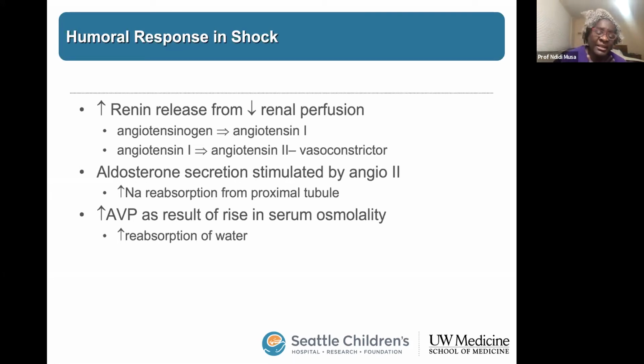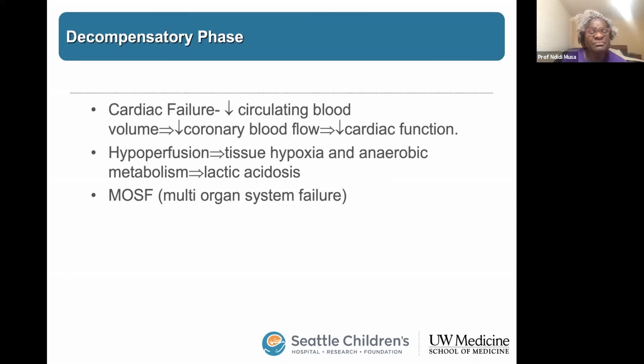And then AVP also results in a rise in serum osmolality and a reabsorption of water. Arginine vasopressin, I think that's what it is. So if all of this fails, then you go into the decompensatory phase of shock, where it results in cardiac failure and hypoperfusion, tissue hypoxia, anaerobic metabolism, lactic acidosis, multi-organ system failure, and death.